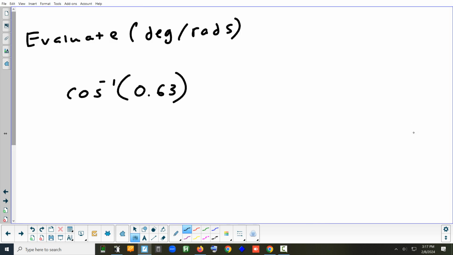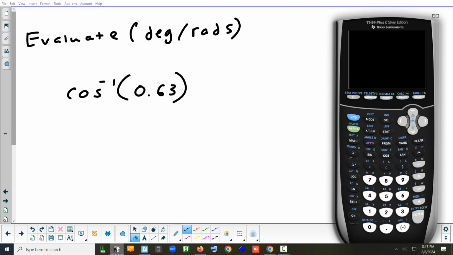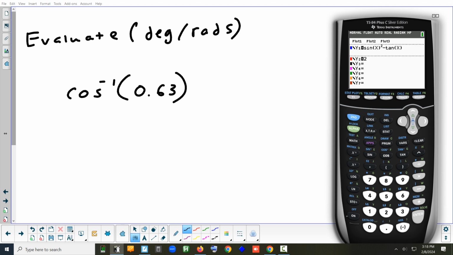All right, so this one is asking us to evaluate an expression. It says inverse cosine of 0.63. Is 0.63 a number that you recognize from the unit circle? Numbers from the unit circle would be like 1, -1, 0, 1 half, root 3 over 2, root 2 over 2. So this isn't going to come out nice. So we're just going to find the answer in degrees and radians. I am in radians, so let's do that one first.